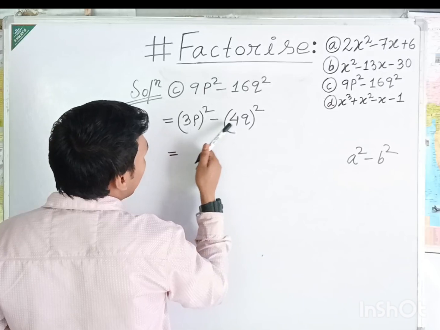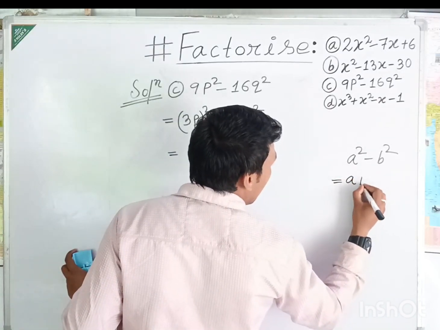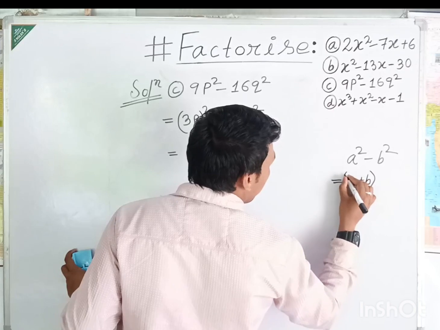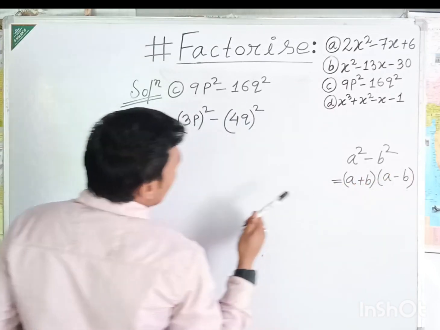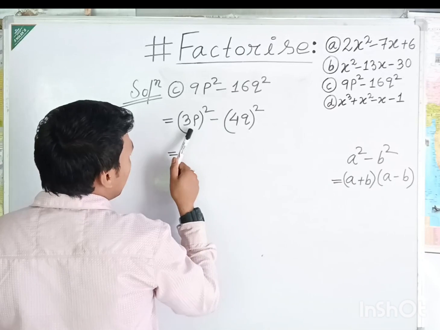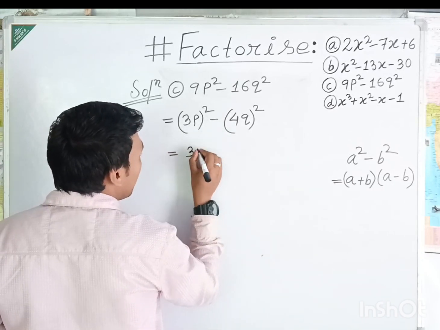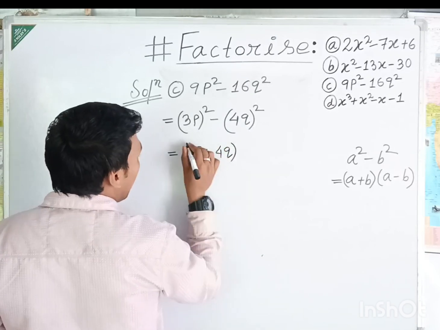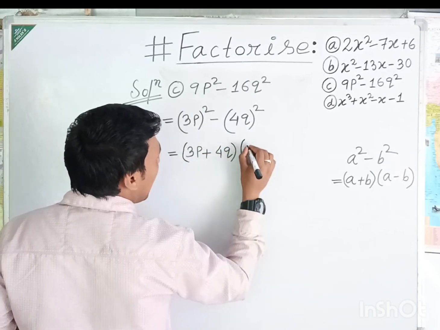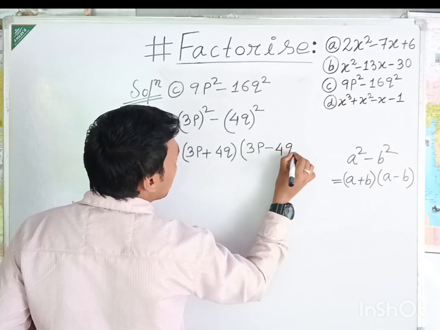Now a square minus b square. The formula for a square minus b square is a plus b into a minus b. Now in a square minus b square, this is a and this is b. So same formula I'll use, a plus b. A means here 3p, plus b means here 4q. A plus b into a minus b. A means 3p and b means 4q.